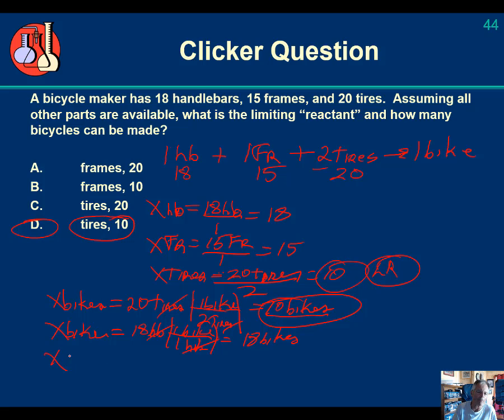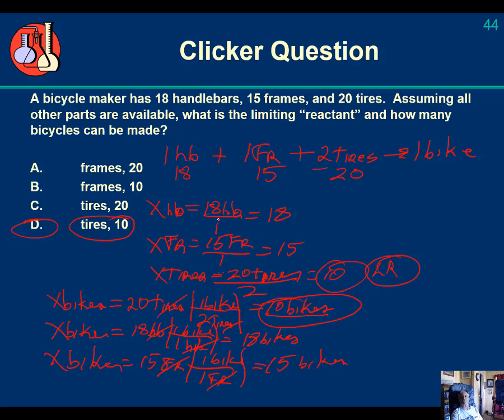And I could do the same thing with frames. How many bikes can I make if I have 15 frames? And it's again 1 bike to 1 frame. And so when I multiply and divide across, frames cancels, and it gives me 15 bikes. So in all cases, I'm running out of tires before I get to 18 bikes or 15 bikes. I've run out of tires once I've gotten to 10 bikes.